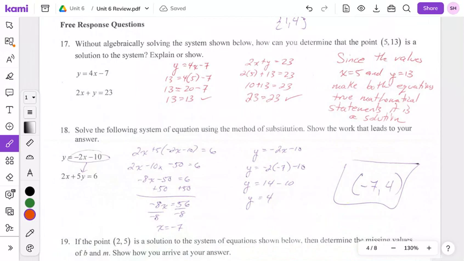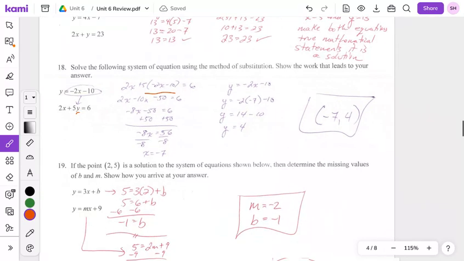For number 18, we did talk about that briefly, that you can still do substitution into the middle of an equation. This one, you just have to make sure that when you substitute -2x minus 10 in, you distribute the 5 to this. Make sure you do that distributive property. That's a common mistake, but that can let you use substitution to solve this.